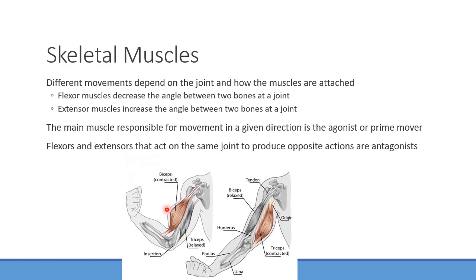So in this case, we can have antagonistic muscles, for instance, the biceps being one side of that, and then the triceps being on the opposite side, right? So the biceps would be the flexor, and the triceps would be the extensor, so I can increase that angle in my arm there. The main muscle responsible for movement is going to be the agonist or the prime mover, and whatever's opposing that is going to be the antagonist.